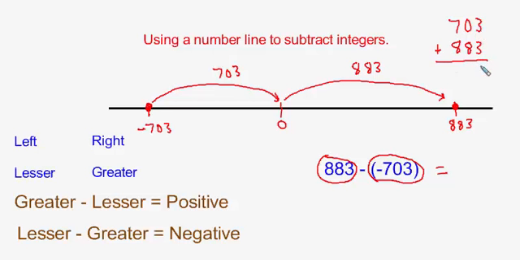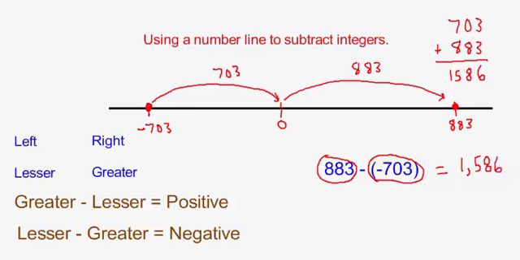3 plus 3 is 6. 8 plus 0 is 8, and 8 plus 7 turns out to be 15. So I get that the distance between the numbers is 1,586.